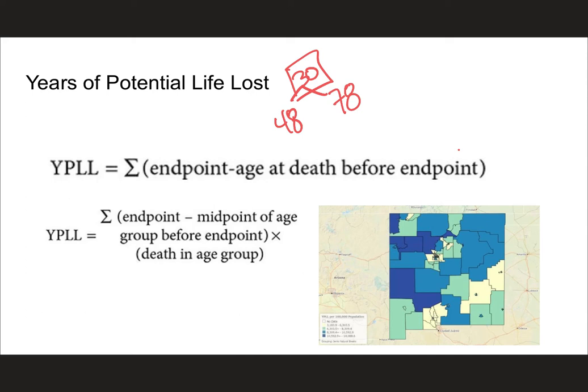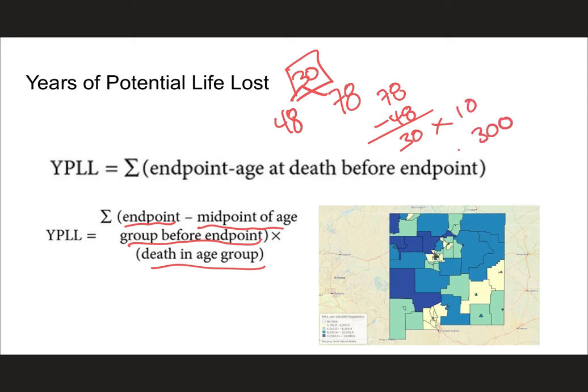Okay, so endpoint, your expected life expectancy minus the midpoint of age group before the endpoint times death in any age group, number of deaths. So this is what I was showing. 78 minus 48, right, is 30. And you multiply it by the number of people who died at that age. So let's say that 10 people died at that age. So that's 300 in that age group. And then this is the summation.